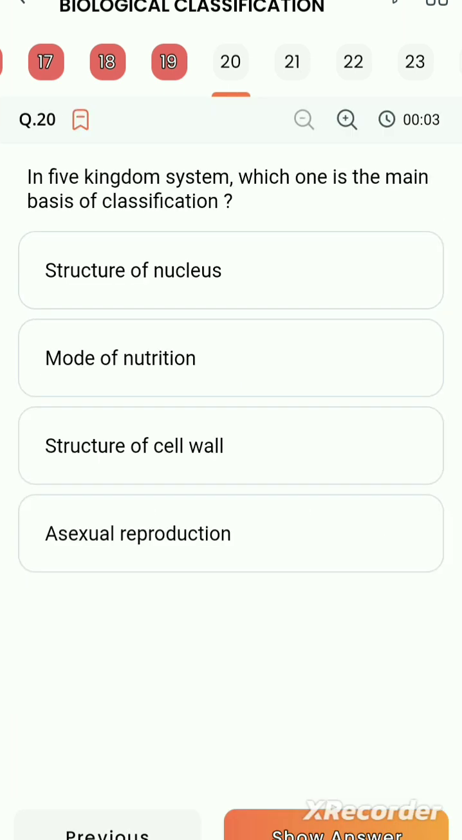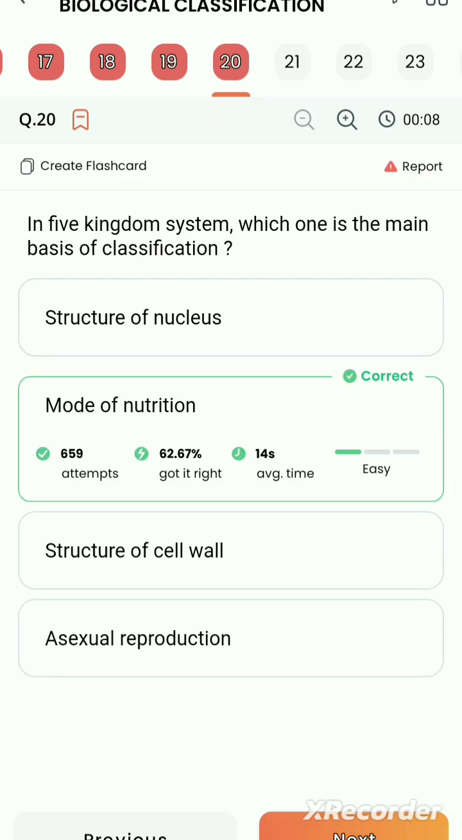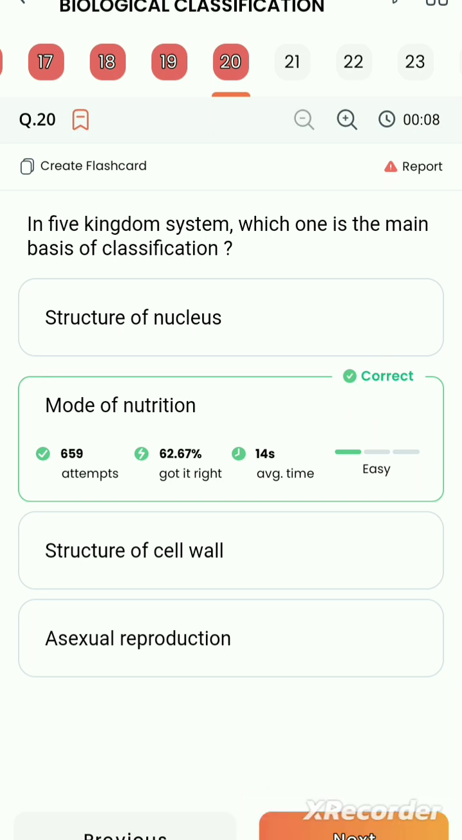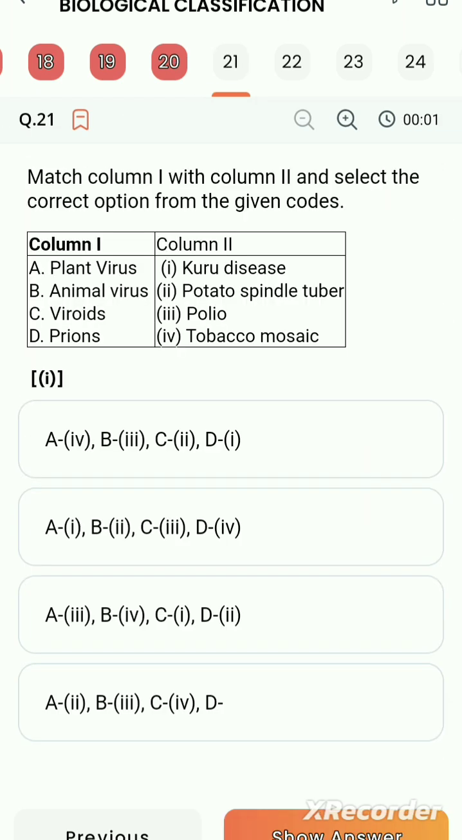Next one, in the 5 kingdom system, which one is the main basis of classification while they are classifying? Mode of nutrition is the correct answer. So the classification has actually been done based on this. Next, question number 21. Here 2 columns have been given, column 1 and column 2. So you have to match them properly and correctly.